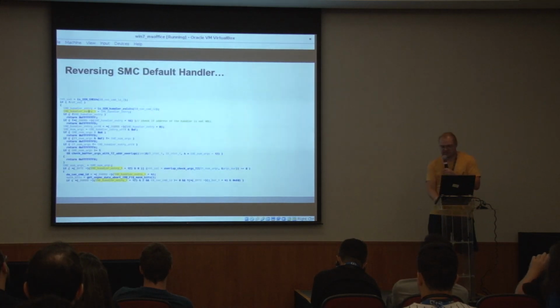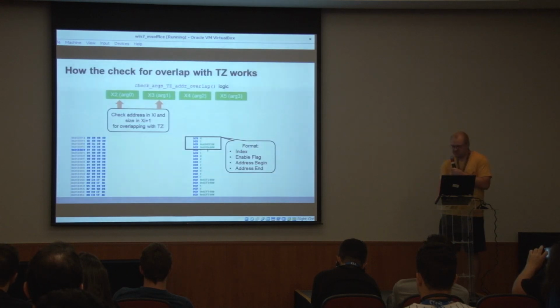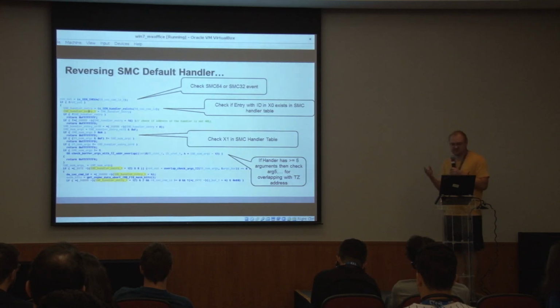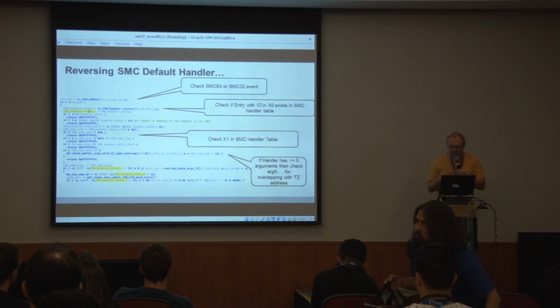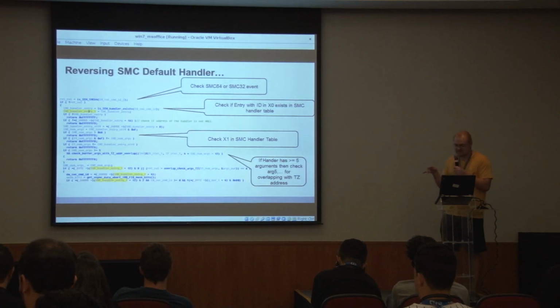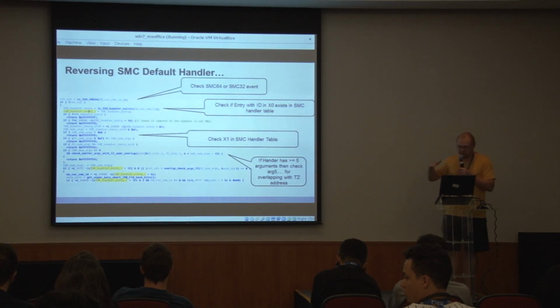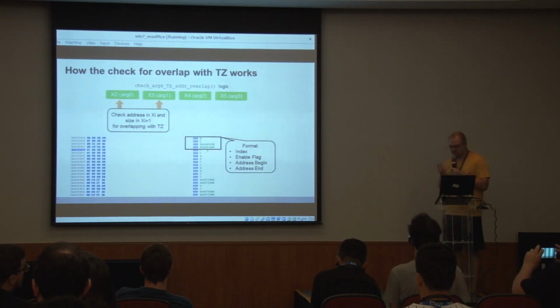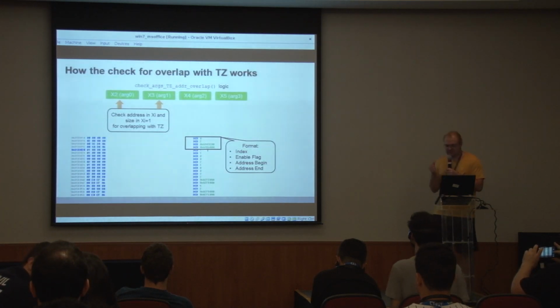Why is it important? Because we need to understand how it works for attack purposes, because we want to build the fuzzer. We want to fuzz this interface and find the software vulnerabilities inside the SMC handlers. So this is the SMC default handler, which is basically checking the arguments and calling the specific SMC handler to manage the services.